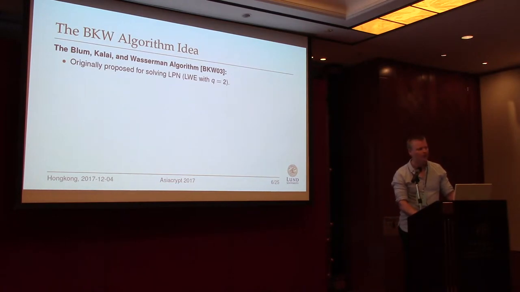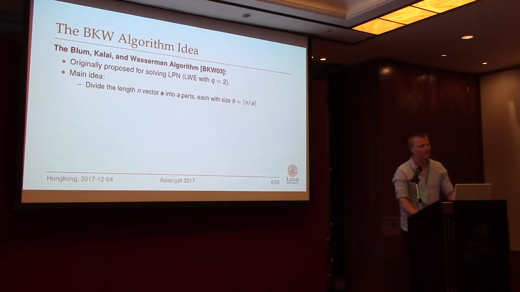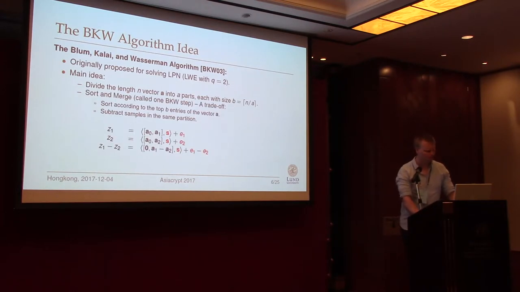So BKW, or Blum, Kalai, Wasserman, was originally proposed for LPN, which is LWE with q equals 2. And the idea here is that you divide the vector a into equally sized parts with fixed size b. And then you sort your samples according to the top b positions. And then for samples that are equal in those b positions, if you subtract two such samples, the first part gets zeroed out. And then you lessen the dimensionality of the problem. However, you add an extra noise term. So if the noise of e1 and e2 is sigma, the noise of e1 minus e2 is square root of 2 times sigma.